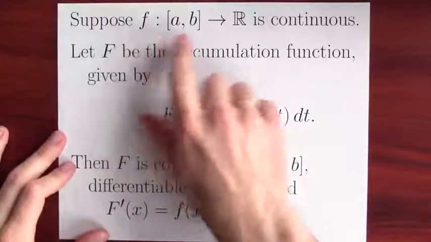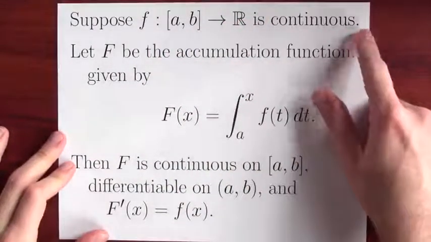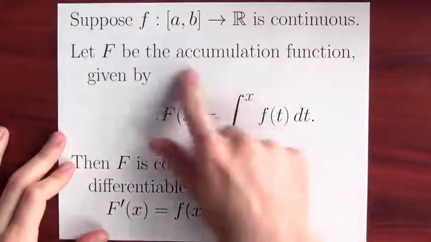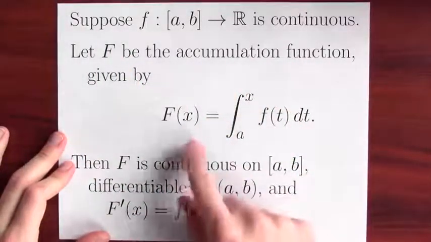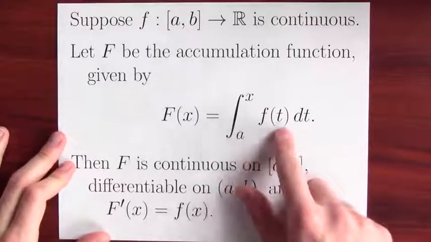I want to begin with a statement of the fundamental theorem of calculus. Suppose the function little f from the closed interval a to b to the real numbers is a continuous function. And let's define the function big F to be the accumulation function, right? That's the integral from a to x of the function little f.